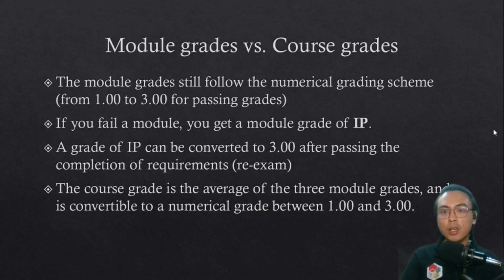So the course grade is the average of the 3 module grades, and it's convertible to a numerical grade between 1 and 3. I will be showing you later a table containing the conversions from course average to course grade. So with that, let's proceed with your syllabus.